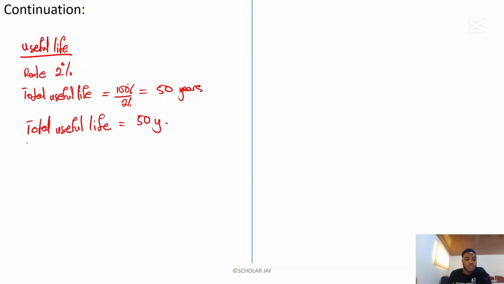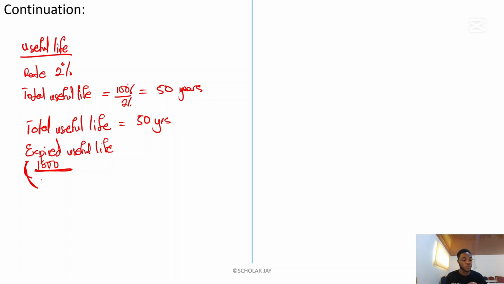Now we are looking at the expired useful life. So let's look at our expired useful years. We already have 1,800, right? We already have 1,800 as the depreciation that was calculated. Is that not it? So 1,800 was the depreciation that was calculated and is given to us.